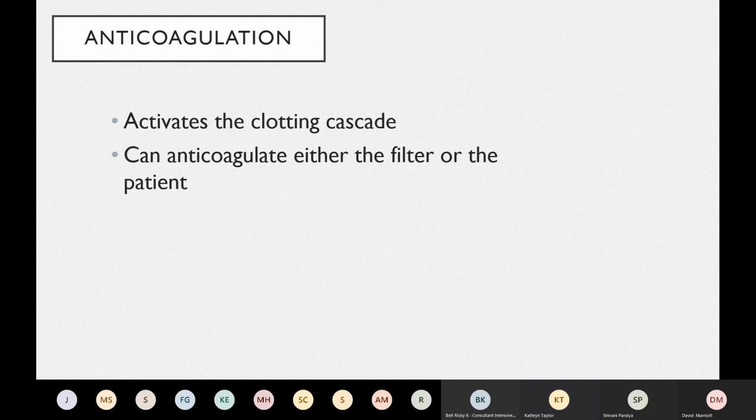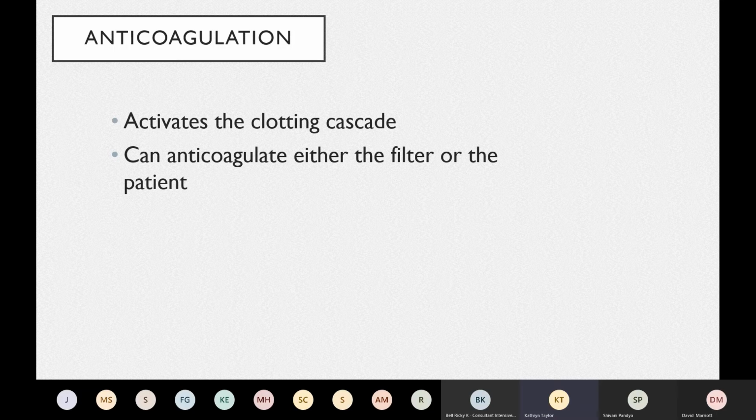So anticoagulation, as we alluded to before: because your blood is exposed to something that's not normal, you activate the clotting cascade, and therefore you have to anticoagulate either the patient or the filter. Otherwise you get clogging of the filter and machine failure. So the first thing you do is simple things: make sure there's no kinking in the tubes, ensure that blood flow is adequate, so we aim for more than 100 mils per hour blood flow, and that helps prevent stasis of the blood.